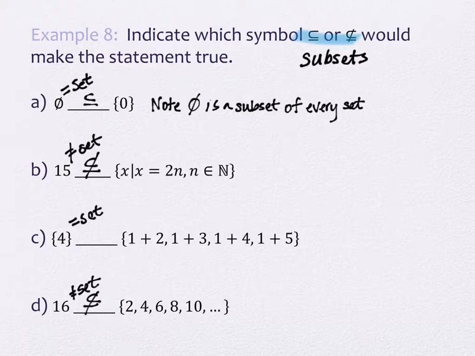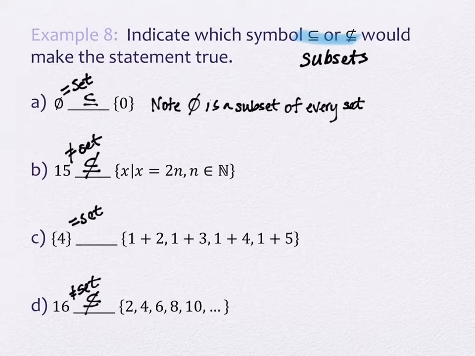Letter C. The number 4 as a set, because it's got the curly braces around it, is it a subset? Well, it's a set. So what I have to decide is, does everything in that set, what's in that set? Just the number 4, right? The only thing in the set on the left is the number 4. Is that element, the number 4, an element of the set on the right? Yes, it is. Which element? The 1 plus 3 one, right?